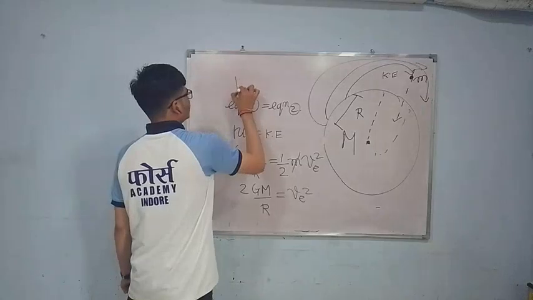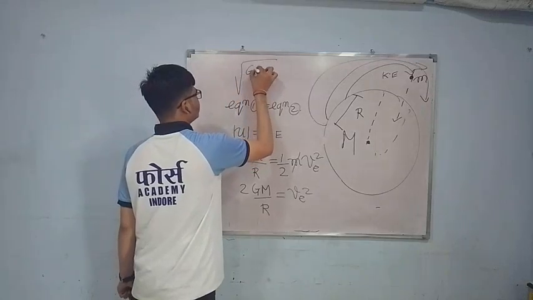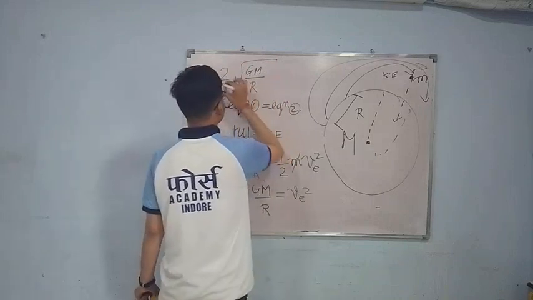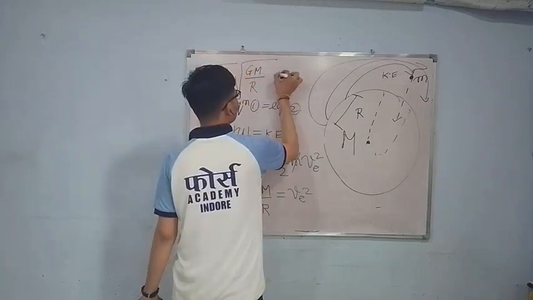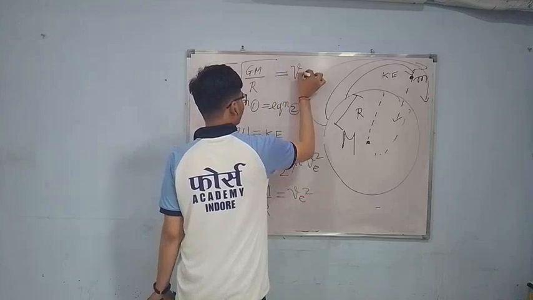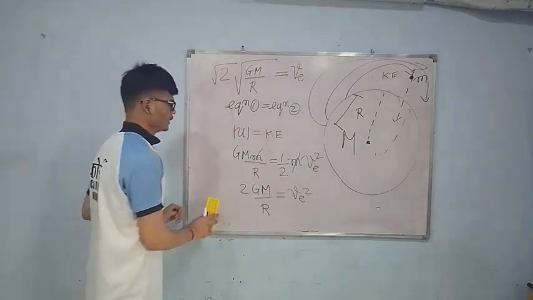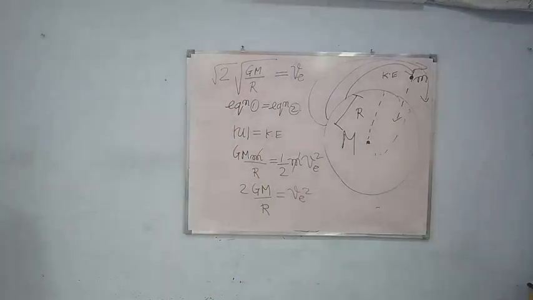Now root of GM by R multiplied by root 2 is equal to Ve. This is the expression for escape velocity. So this is the value of Ve.